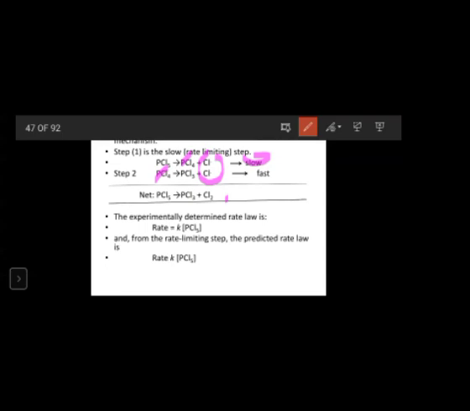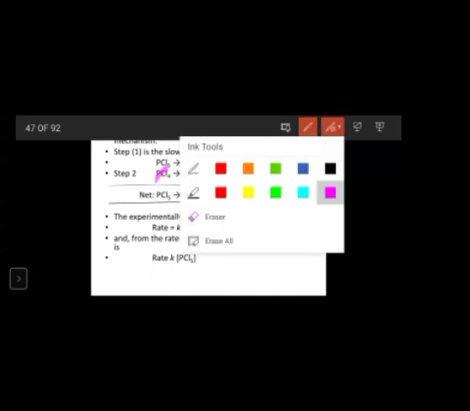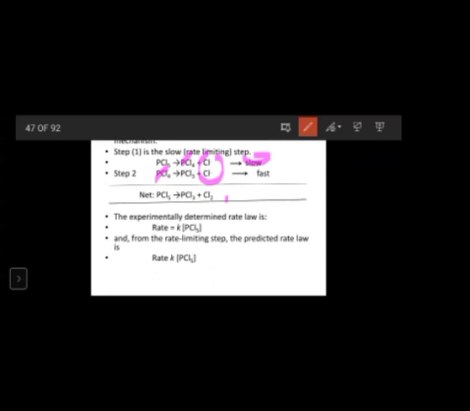Experimentally, they determined the order with respect to PCl5. And look at what they got. Rate is equal to K. They found out that the order with respect to PCl5 is one. This is experimentally, look at that. Okay, sit down and work it out theoretically. From the steps, you can work it out. There's an equality sign here, okay? You can work it out theoretically.